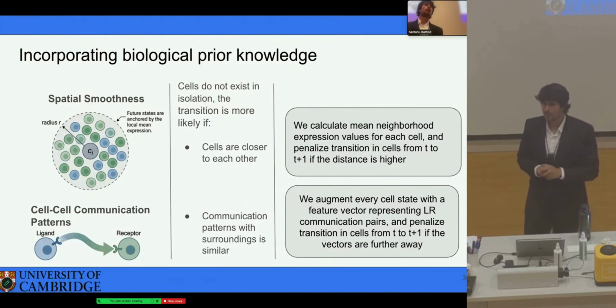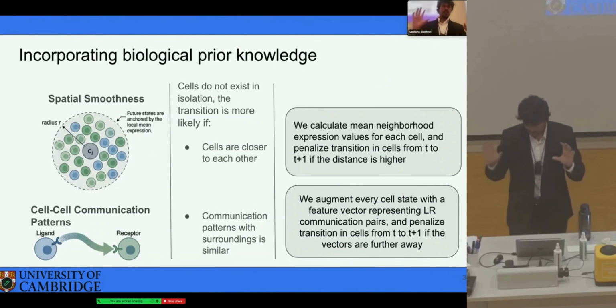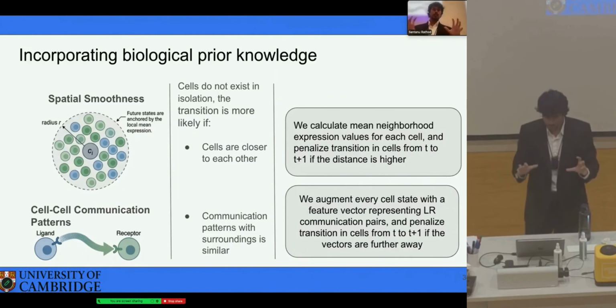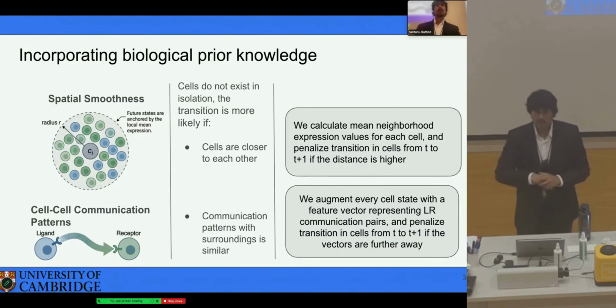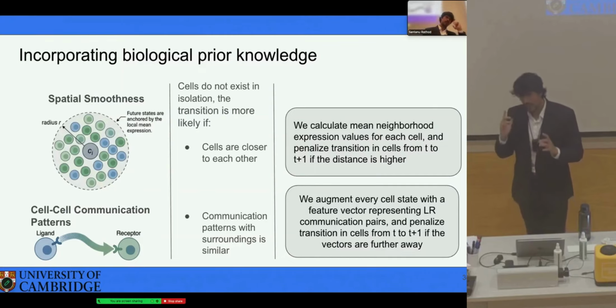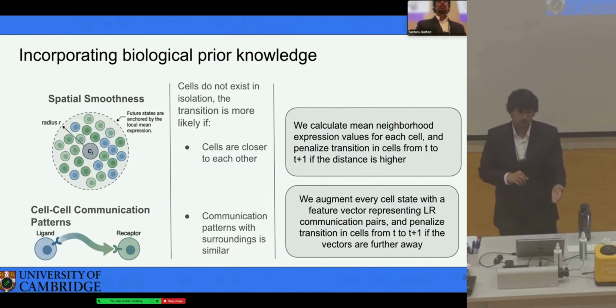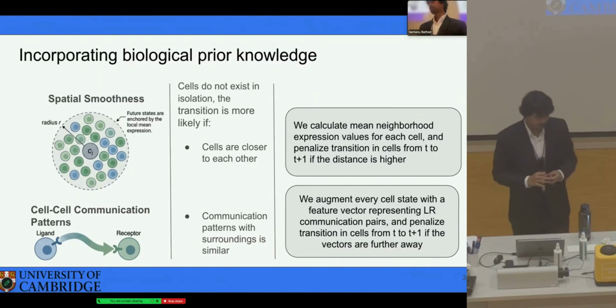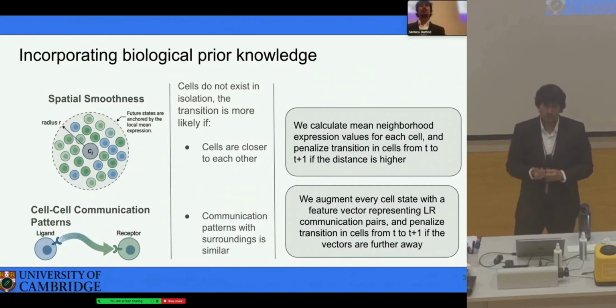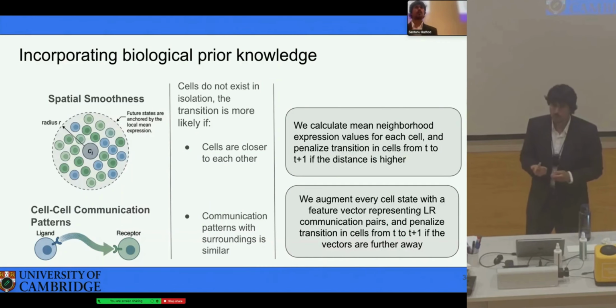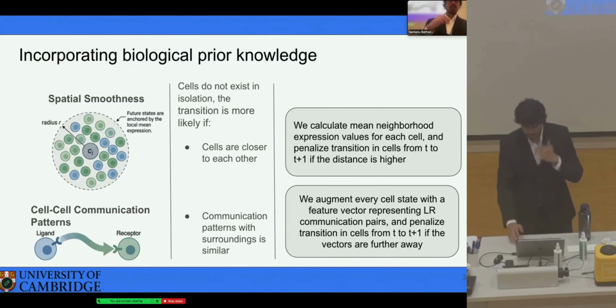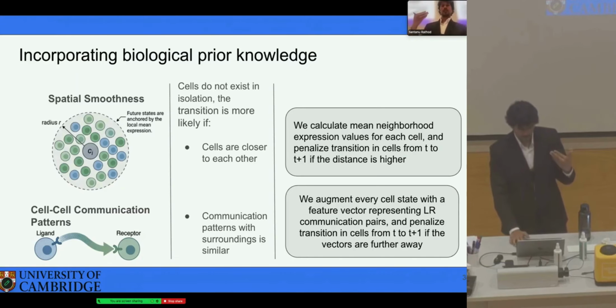And it's plausible that if two sets of cells in consecutive slices have similar communication patterns, then their transition is more plausible than otherwise. Similarly, if two cells have similar average neighborhood expression, their transition should be more plausible than otherwise. In our case, the spatial smoothness is acting as a proxy for the actual spatial coordinates. The reason we do not use actual spatial coordinates is because we do not have a global frame of reference, so to speak. That's why we devise this proxy in terms of mean neighborhood expression.